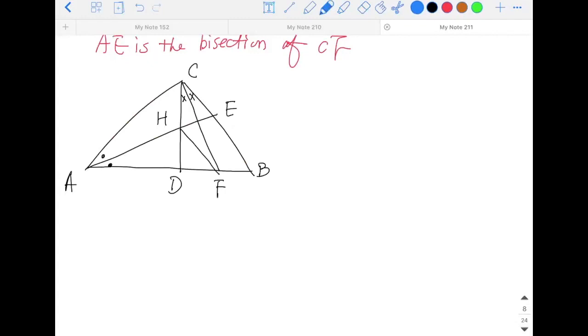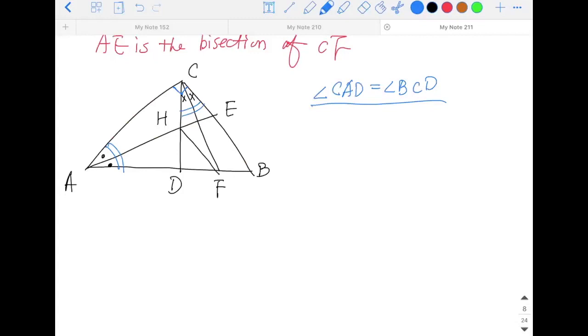We have angle CAD is the same as BCD, right? CAD is the same as BCD. You have any objections? This is what we just proved, right?